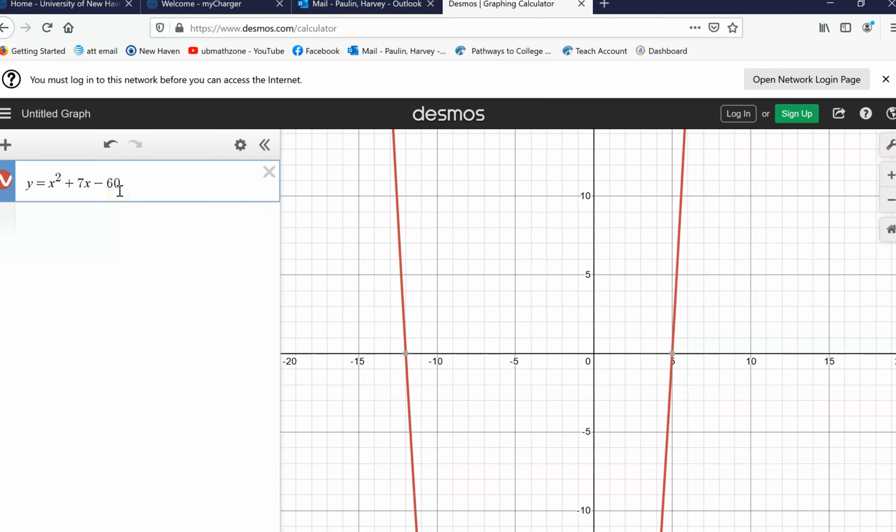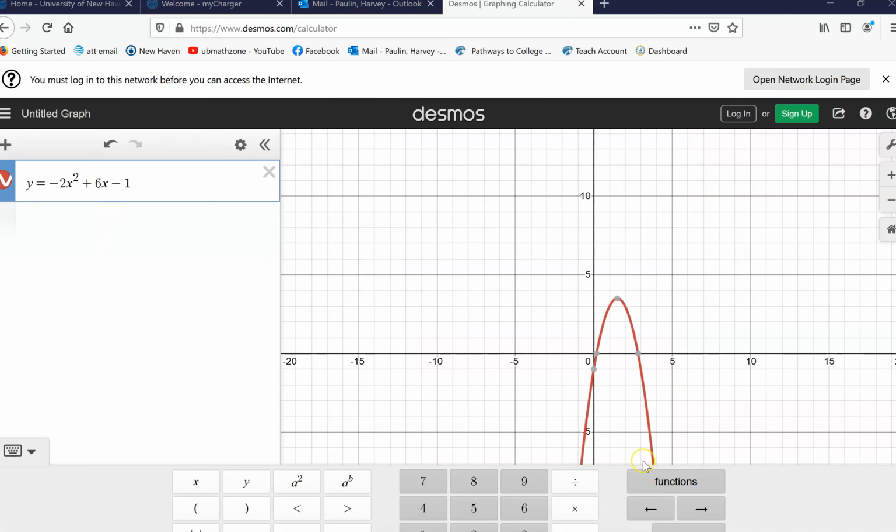Now, we want to find out what our positive numbers were. Well, we reject the negative 12 and we shoot for the 5. So our first number was 5. And if you added 7 to that 5, you get 12. 5 times 12 is 60. So we have used Desmos to help check what would be the factorization and then the solution of this particular example.